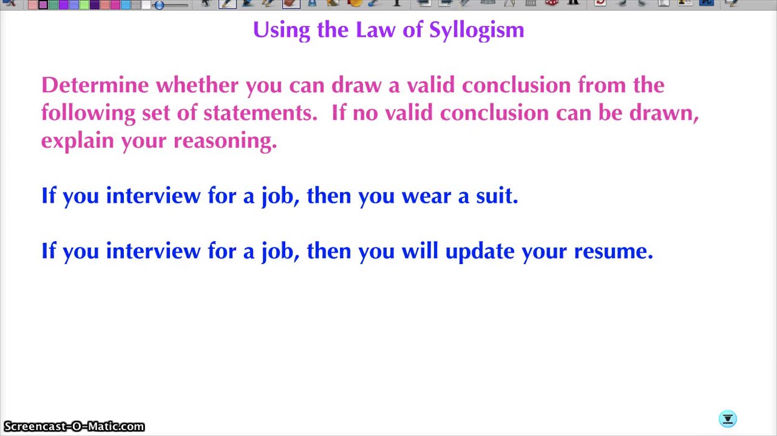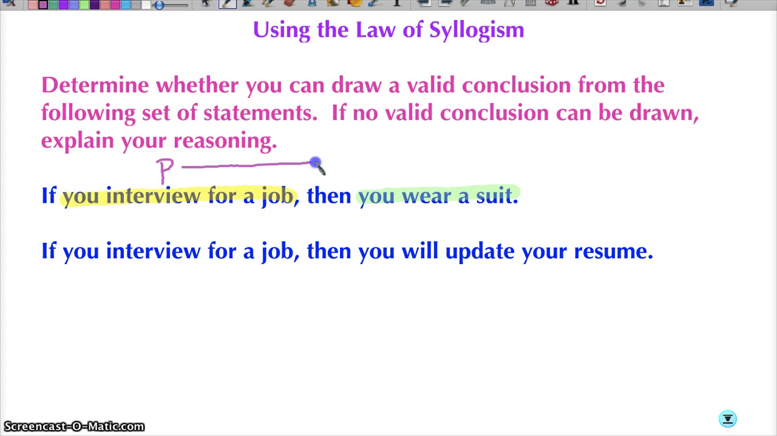And actually, you know what? Let me jump back to this one. Sorry, I know I had you thinking you were done. That was my fault. I want you to do just one more and kind of see why this one wouldn't work. And so with this one, it's if you interview for a job, then you will wear a suit. So let's go ahead and highlight. So interview for a job, then you will wear a suit. So P implies Q. And remember, our order is P implies Q, Q implies R, P implies R.